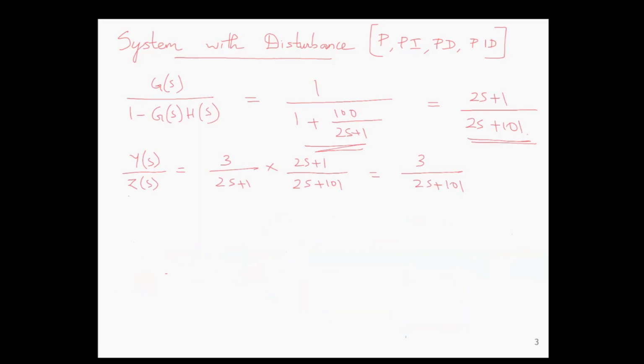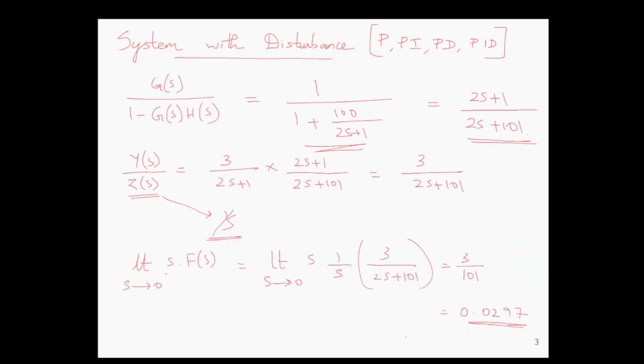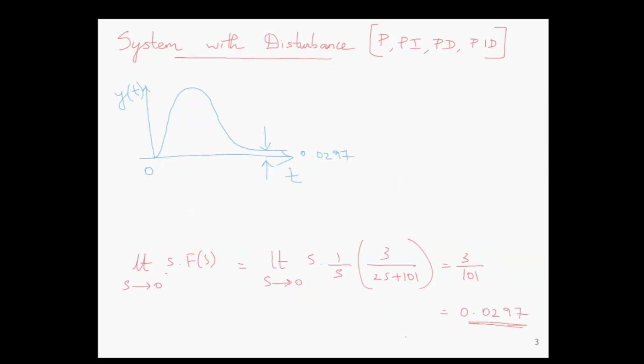Suppose you are giving a steady step input to this disturbance input, z of s equal to 1 by s. Then what happens to the steady state value of the output? So limit s tends to 0, applying the final value theorem. After applying the final value theorem, we will get the value as 0.0297. So the steady state value of the output y of s will be approximately 0.0297. What does this mean?